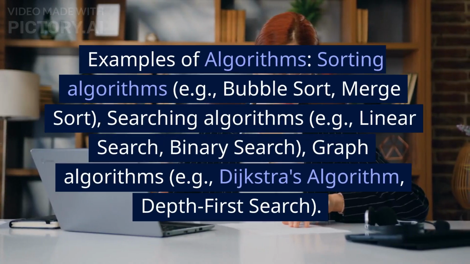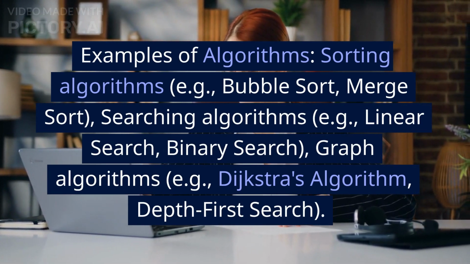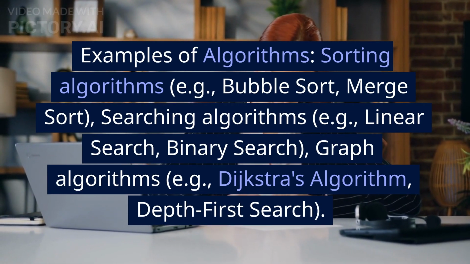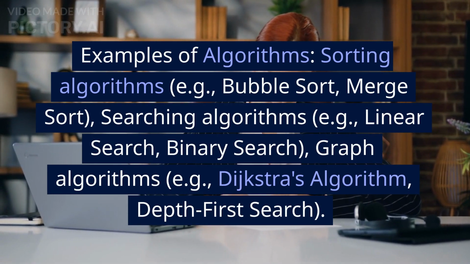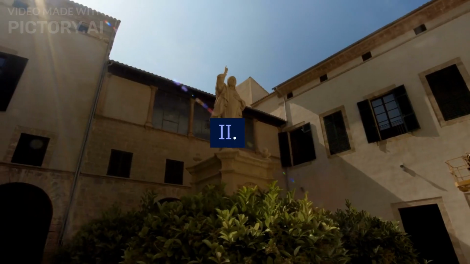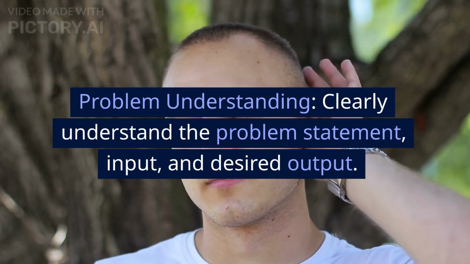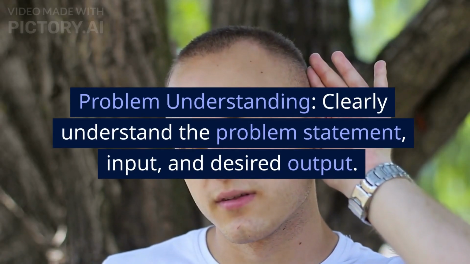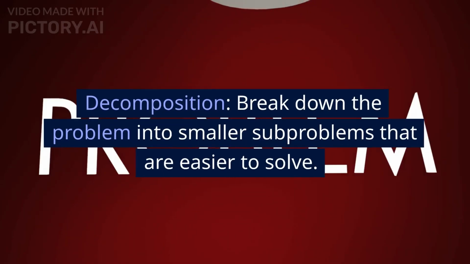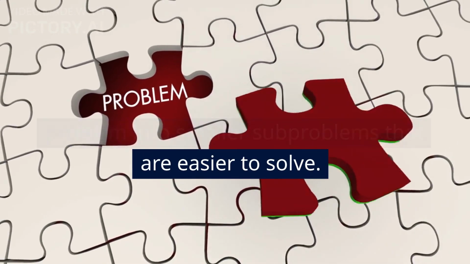3. Examples of algorithms. Sorting algorithms, e.g., bubble sort, merge sort; searching algorithms, e.g., linear search, binary search; graph algorithms, e.g., Dijkstra's algorithm, depth-first search. 2. Designing algorithms. 1. Problem understanding. Clearly understand the problem statement, input, and desired output. 2. Decomposition. Break down the problem into smaller subproblems that are easier to solve.